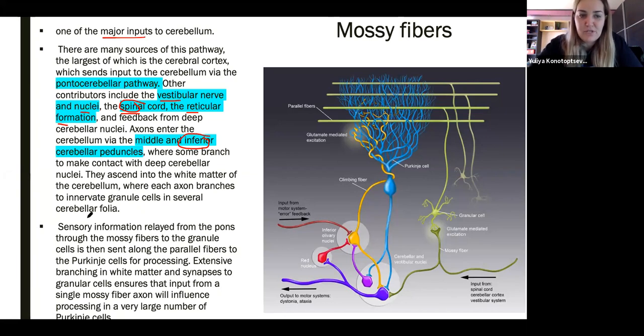Of course you have to understand that they're coming into the cerebellum, so it has to be sensory. So these mossy fibers carry the sensory information about your general position in space, right? Vestibular, that's your balance. Spinal cord, that's how your muscles and joints are. So these are sensory fibers. They're making sure that the cerebellum is aware of your position in space.